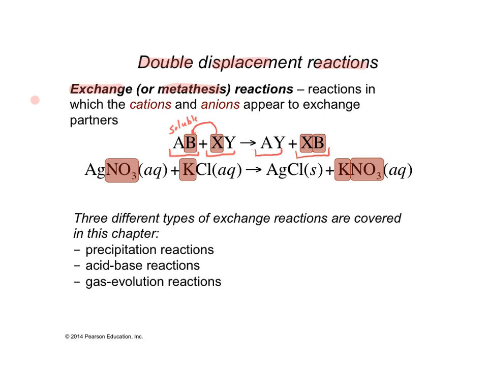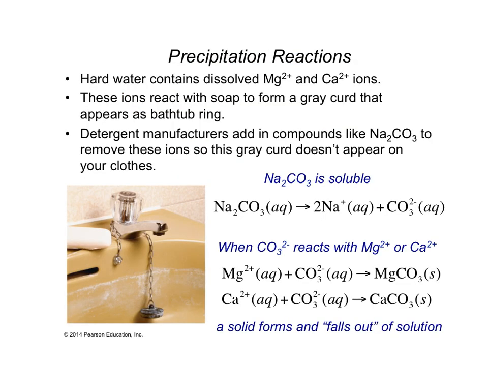So this can explain the first type of reaction that we look at, which is precipitation reactions. This also is the exact same structure for acid-base reactions, as well as gas evolution reactions. All of these are going to follow the same general pattern: exchange partners and get new compounds.